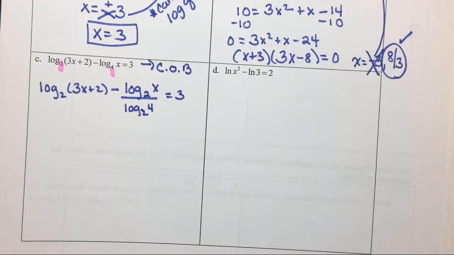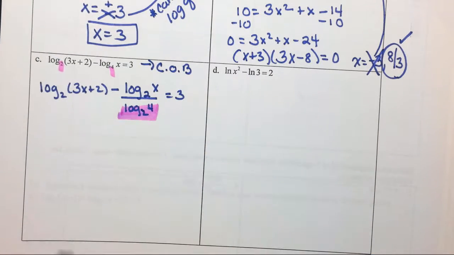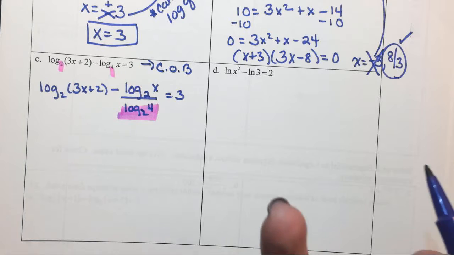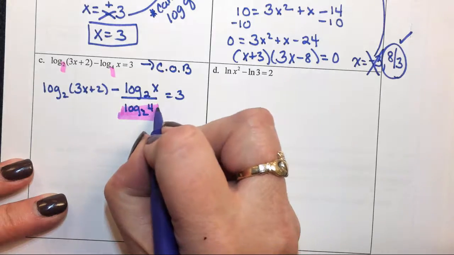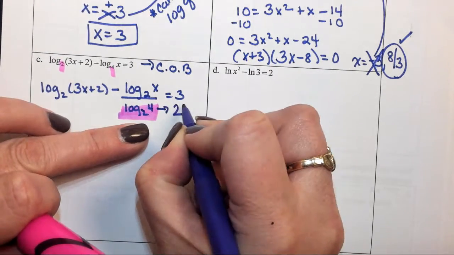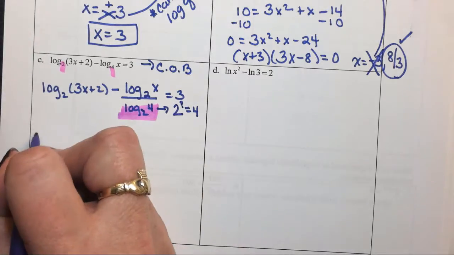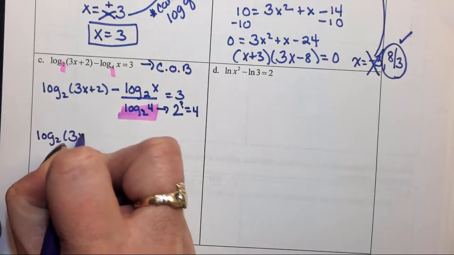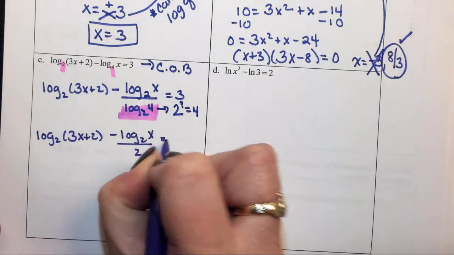Now, if you take a look at this denominator, don't panic because you see this log base 2 of 4 in the denominator. Evaluate your logarithms if you can. So remember, this is asking you the question: 2, the base, to what power is equal to 4? That's what log base 2 of 4 means. 2 to what power equals 4? And as Jason just said, 2. So you can simplify this log base 2 of 4. So log base 2 of 3x plus 2 minus log base 2 of x all over 2 is equal to 3.